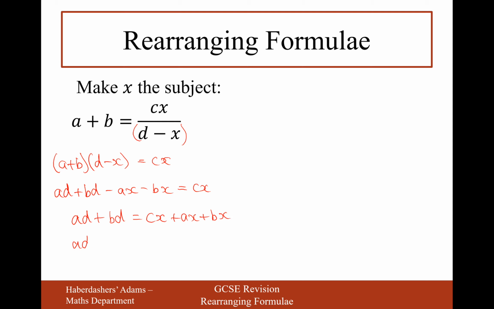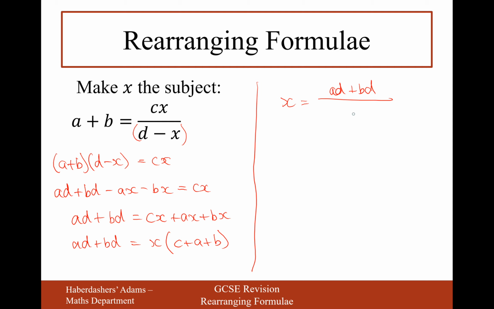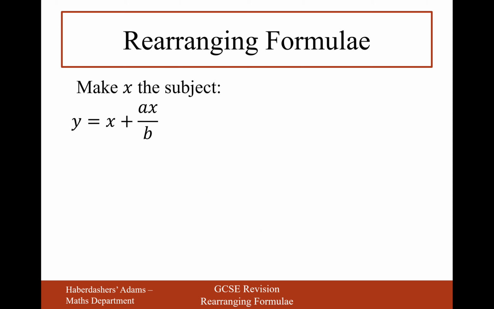The next thing we'll do is put some brackets around the right hand side, so x brackets c plus a plus b. And then the final thing to do will be to divide by what's inside the bracket here. So x equals ad plus bd, divided by, and it doesn't matter what order we add these three things in. So I'm just going to add them in alphabetical order, a plus b plus c. And there we are, that's the answer to this question. Let's move on to the next one.